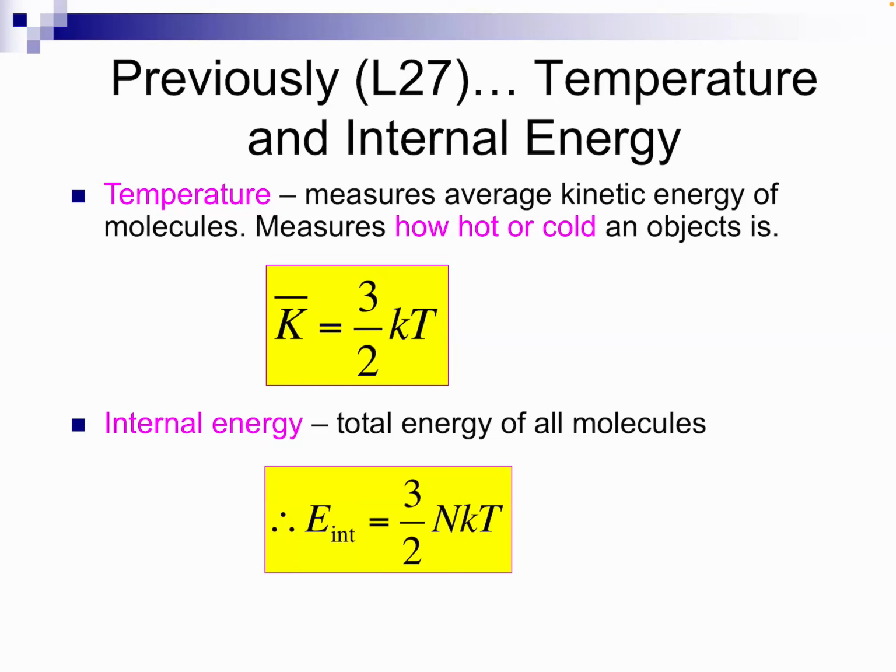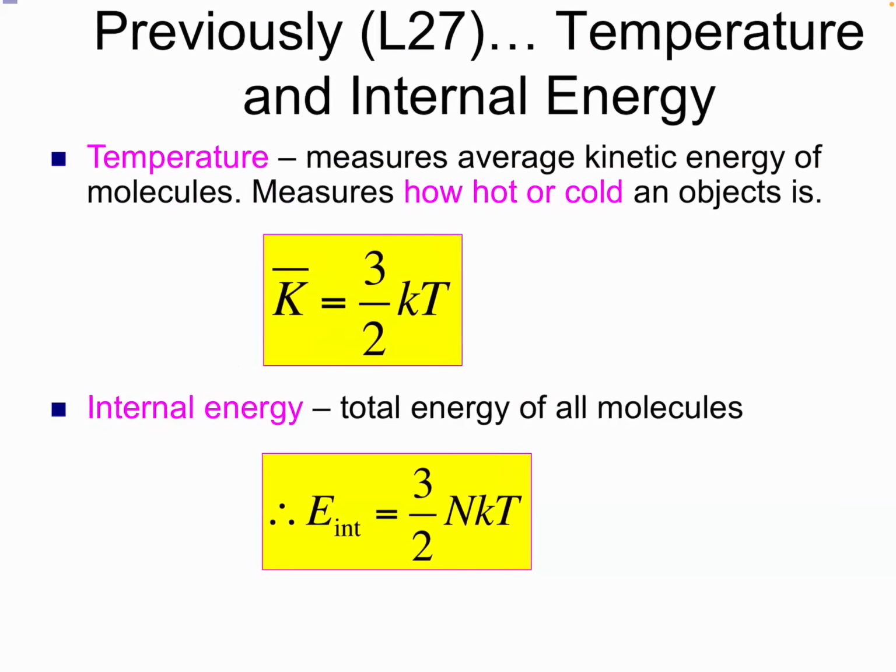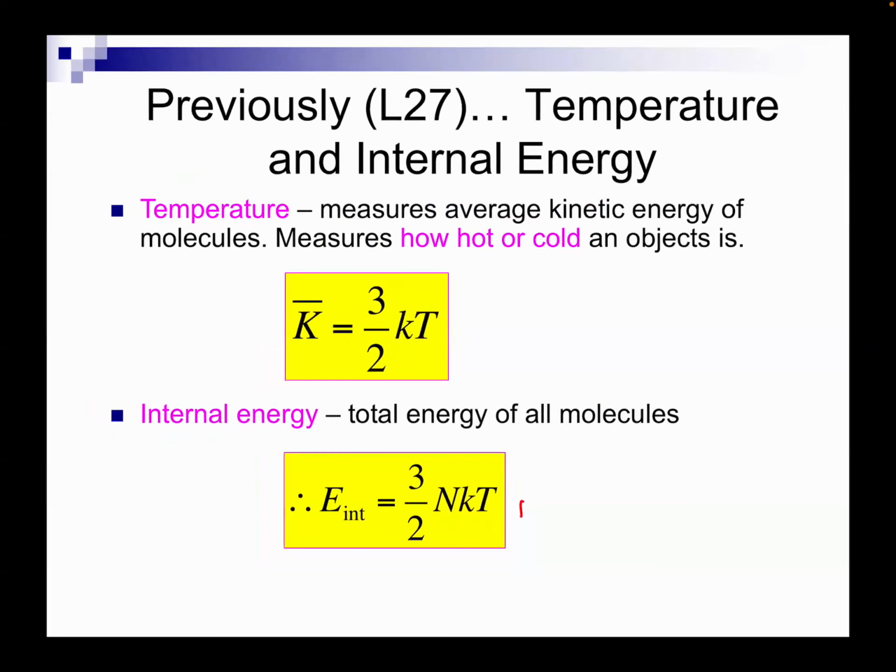So this equation we derived in our last lecture when we talked about ideal gases, kinetic theory of gases. This only holds for ideal gases, because we use the assumptions for ideal gases and the ideal gas law to derive this equation for internal energy. But the concept of internal energy is that it's simply the total energy possessed by all the molecules making up the ideal gas.